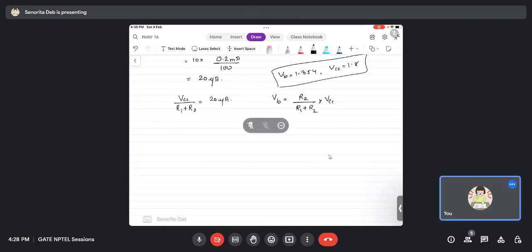Okay, I'm not getting any response from any one of you, so let me just see. 1.8 upon R1 plus R2 is equal to 20 by 1000, which is in milliamperes, right? So from here you will get R1 plus R2 as 90 kilo ohms. And then substitute it.